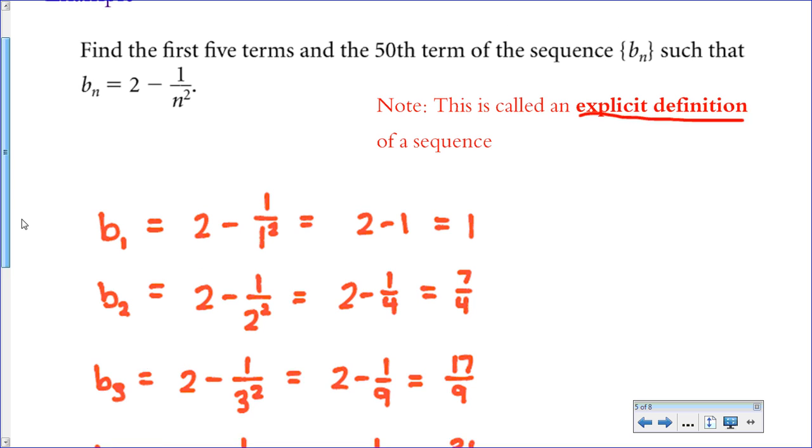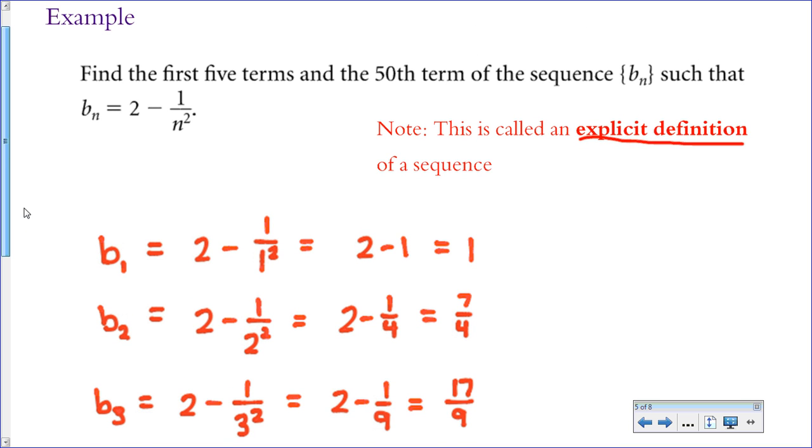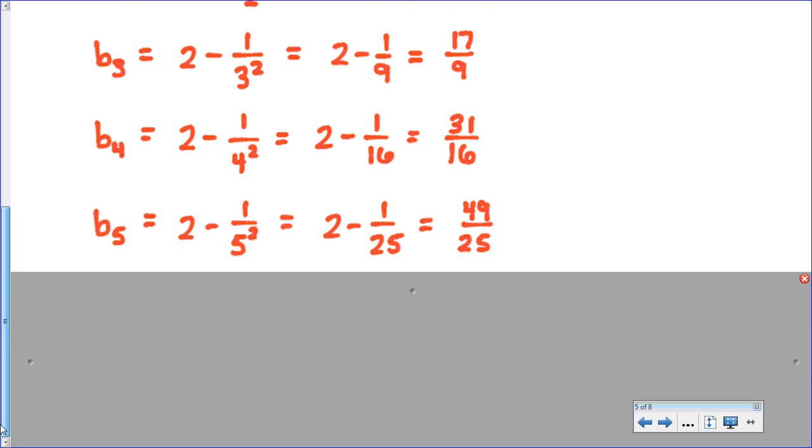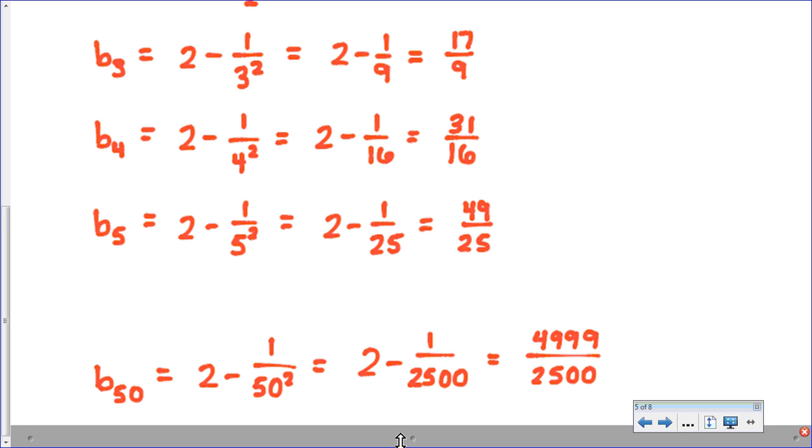And the other thing I wanted us to find was the 50th term. Well, I can still just plug in 50 into this formula and figure out what the 50th term would be. It ends up being a pretty ugly number, but it's not that difficult to evaluate.